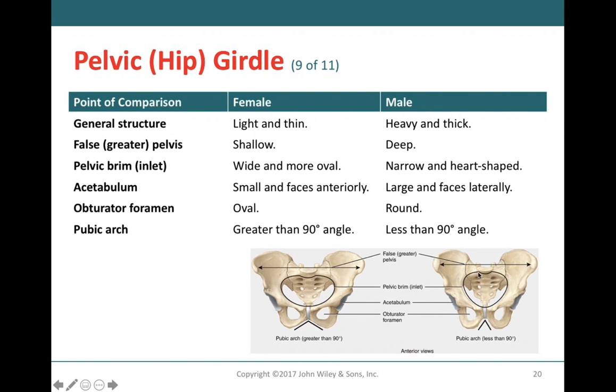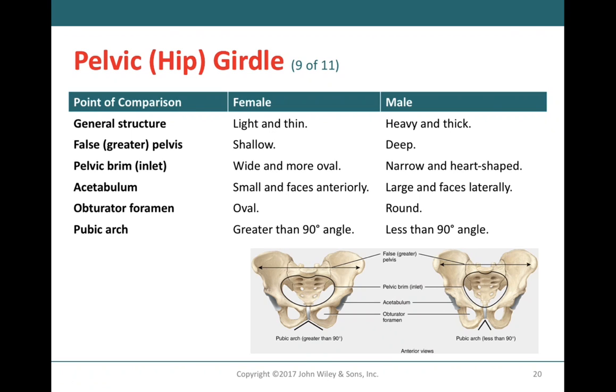So these are 2 pictures of the male and the female pelvis. The male's pelvis and female pelvis, again, look very different, and the female's pelvis is structured to meet the requirements of childbirth and pregnancy. So in terms of the general structure, the male pelvis tends to be a lot heavier and thicker than the female pelvis is. The female pelvis is going to be a little bit lighter and thinner.